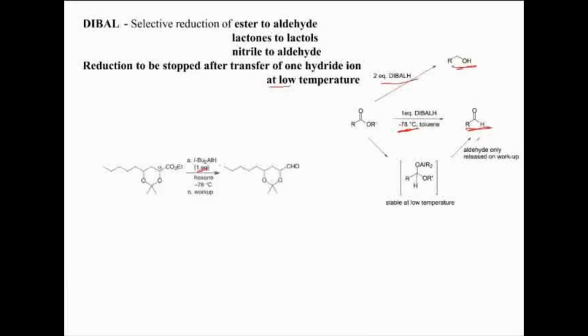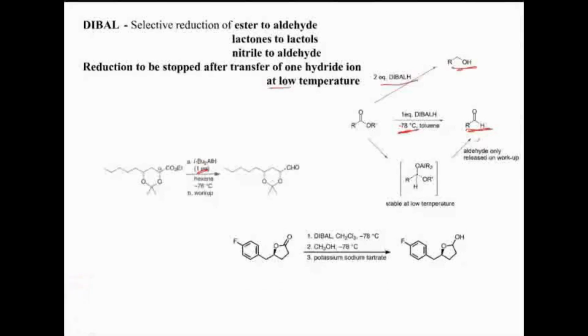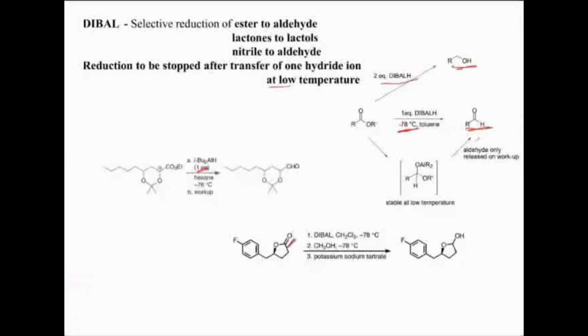So whenever you look at DIBAL, you have to see how many equivalents are used, and you have to see the temperature also, whether it is minus 78 degrees. At low temperature only you will get aldehyde. Otherwise the product will be alcohol. This is an example for a lactone. You look here, only this carbonyl group is reduced to alcohol. The ring cleavage is not taking place, as in the case of lithium aluminum hydride. So this is such a mild reagent.